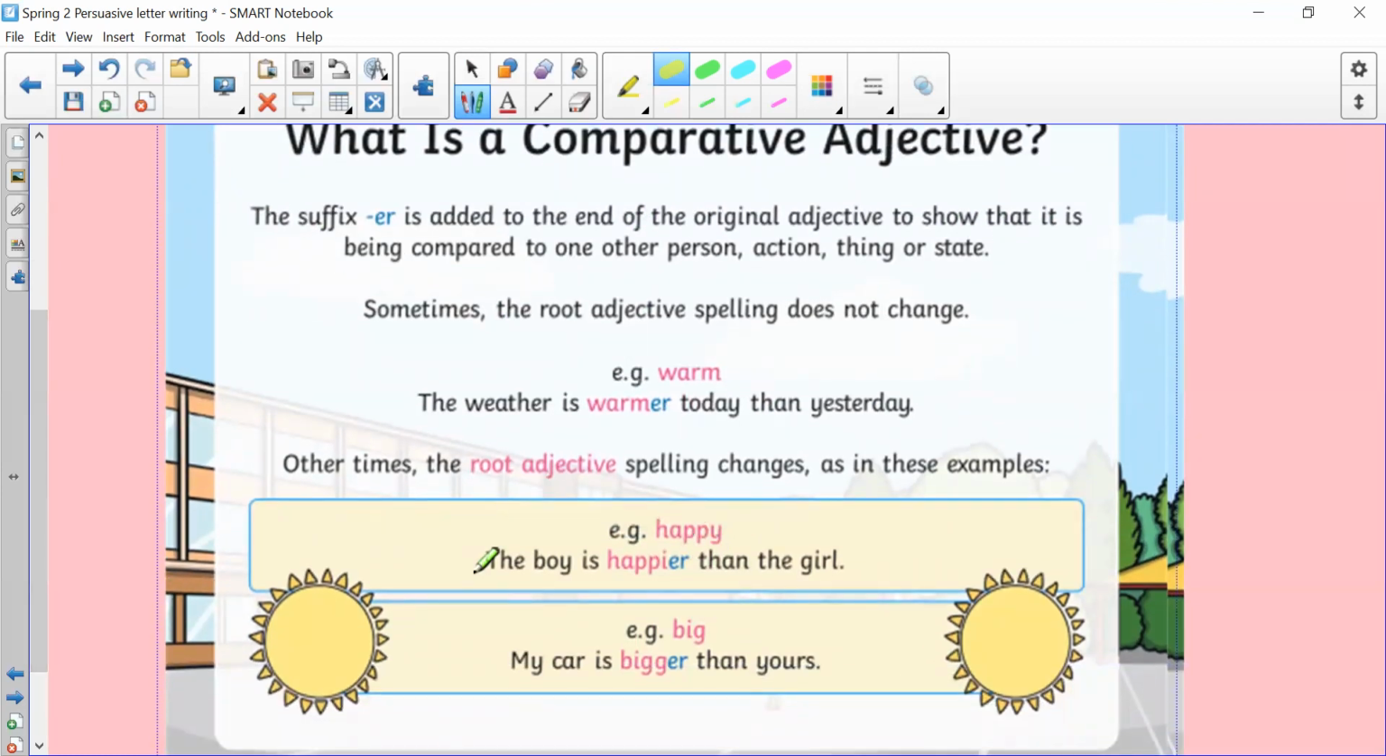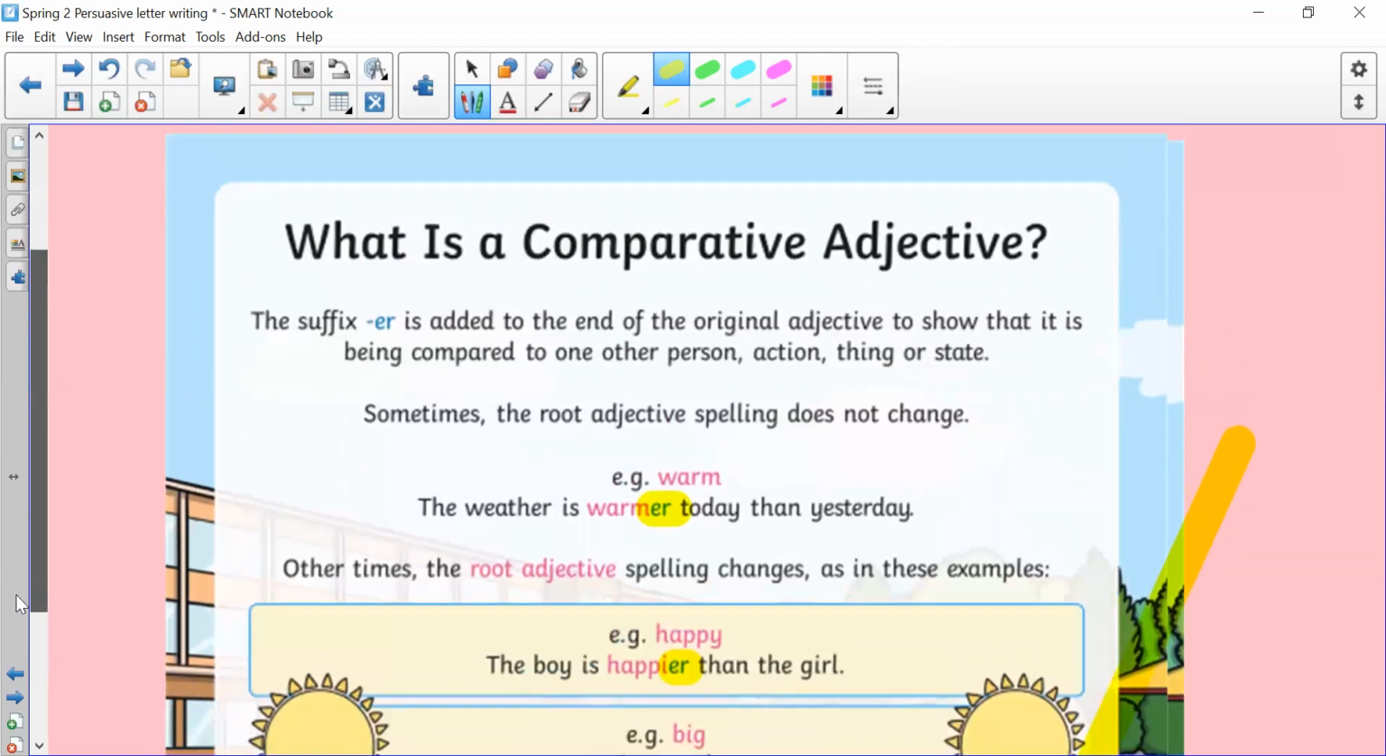So happy becomes: the boy is happier. You replace the Y with an I and add ER. You might have remembered we explored this in spelling back when we were in school. Big, you add on an extra G. My car is bigger than yours, but the suffix ER stays the same. And again, if you ever want to pause the video and make notes for your own records, that is so welcome.